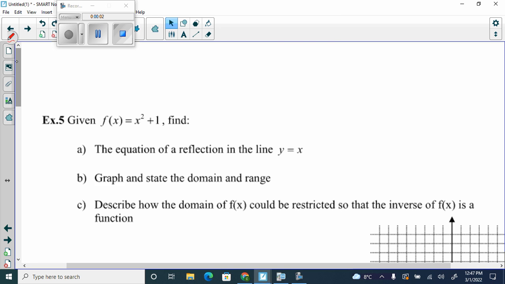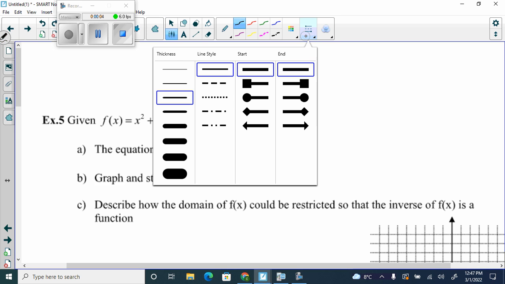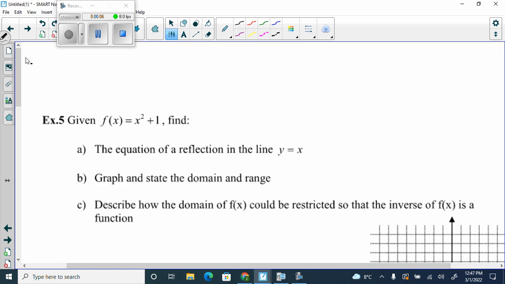So yesterday, don't write any of this, you're just paying attention so that you understand what I'm saying. So yesterday, if I gave you something like this, which is a quadratic, it is a function, because for every x, there's only one y. For every input, there's only one output.